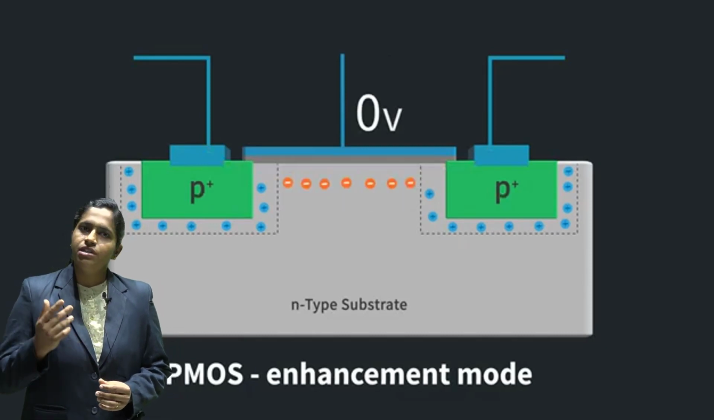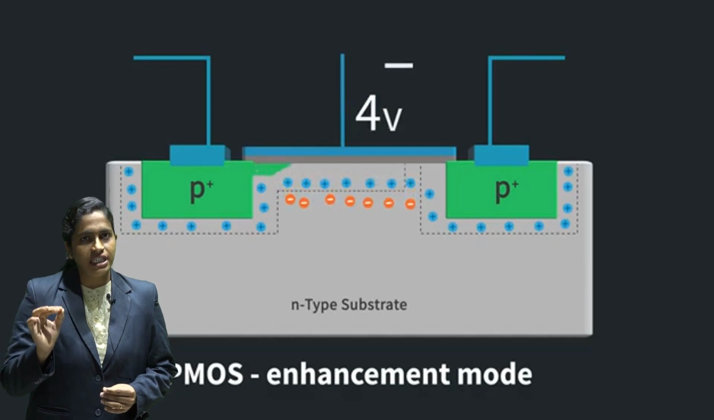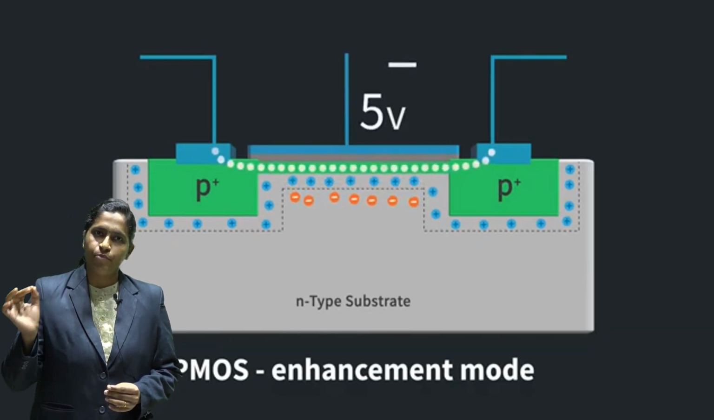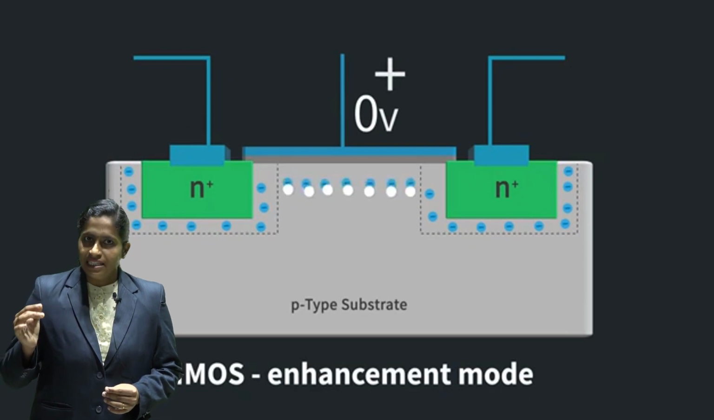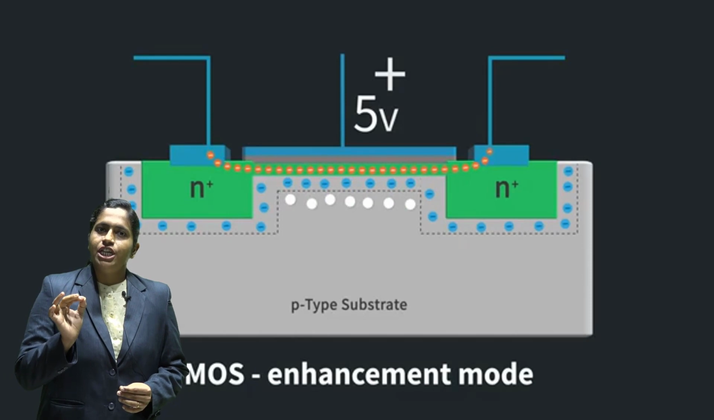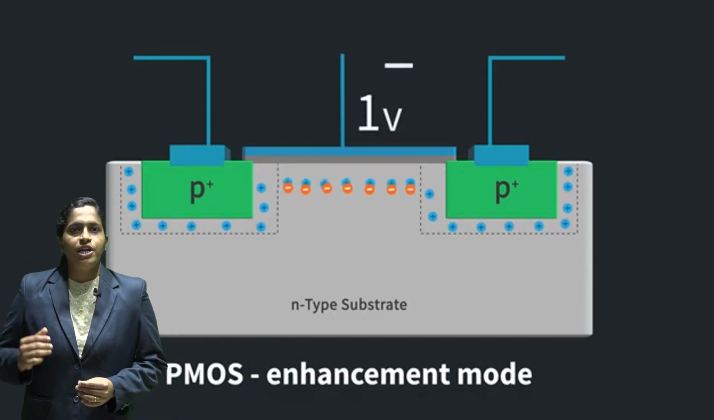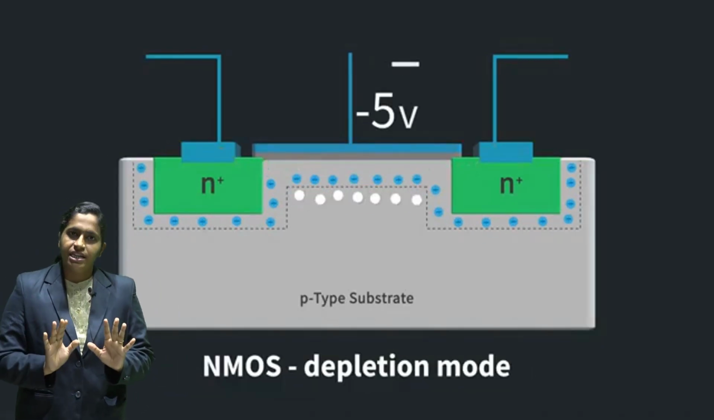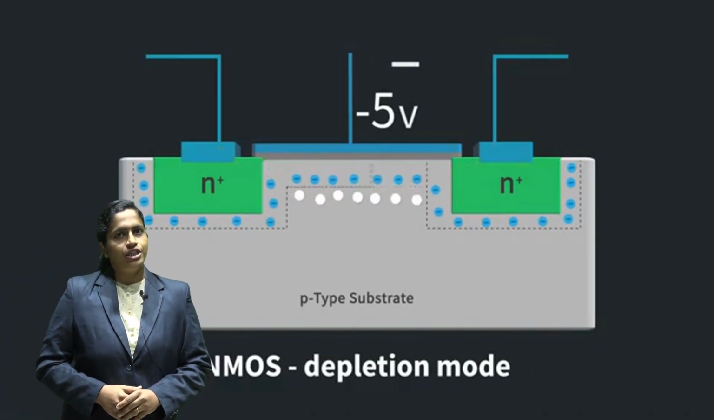Dear students, what is the difference between the enhancement type MOSFET and the depletion type MOSFET? If we see the construction, both are the same, but the difference is that the channel is initially absent in the enhancement type MOSFET, whereas in the depletion type MOSFET the channel is present from the beginning. So now you understand the enhancement type and depletion type MOSFET.